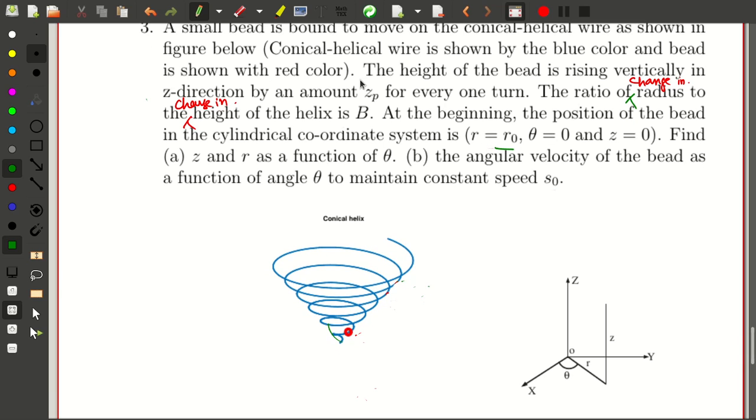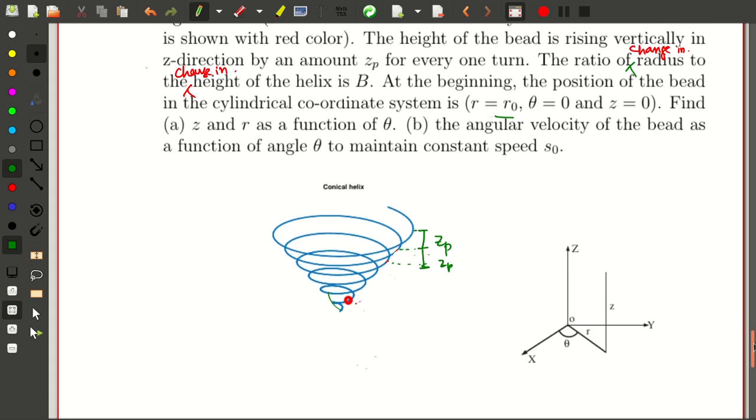Now it's given that after each turn, it increases by a height Zp. It's a constant height Zp that it's increasing. So the distance between this turn and the next turn is Zp. Each turn, each interval, is Zp. Okay, that is another thing you have. So let's calculate the relation of z and r as a function of theta. How do we get it? To look into that, let's use the first idea, that after each turn it increases by a height Zp. So from there you can find out the relation of z and theta.